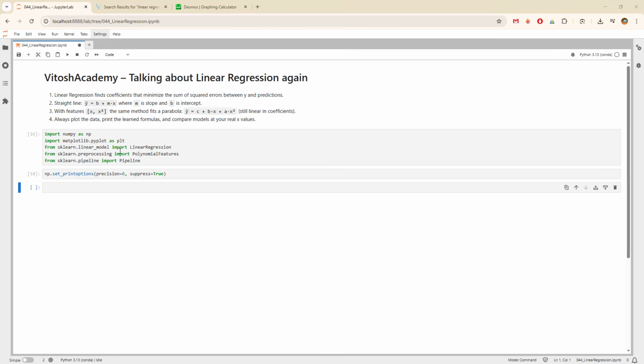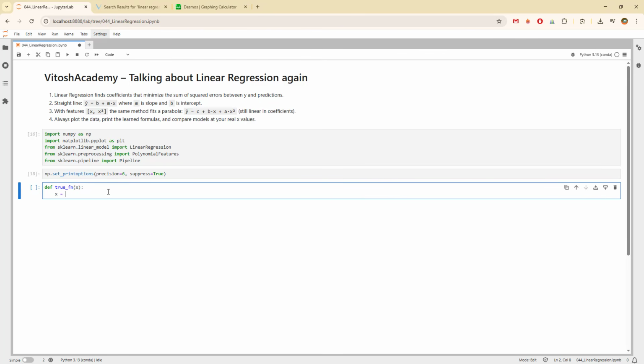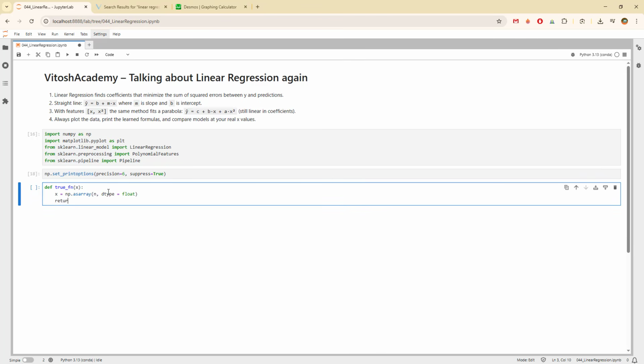So pretty much that formula can be described this way. It will be called the true function. And it would be np.array, dtype would be float. And it would be returning, as I mentioned, x times x minus 1 and everything divided by 2.